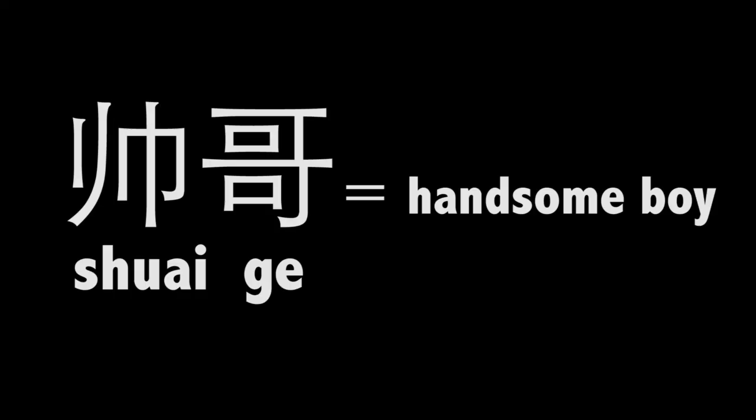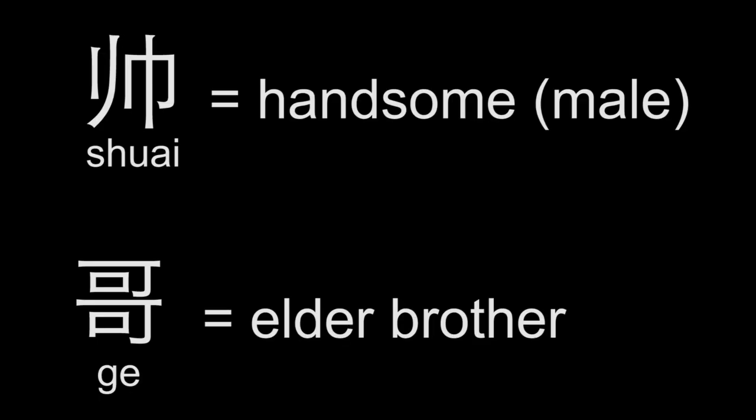美女. And for a man, that would be shuai ge. 帅哥. Shuai, that means handsome, only for men. And ge literally means elder brother. Together they mean handsome boy or handsome man.